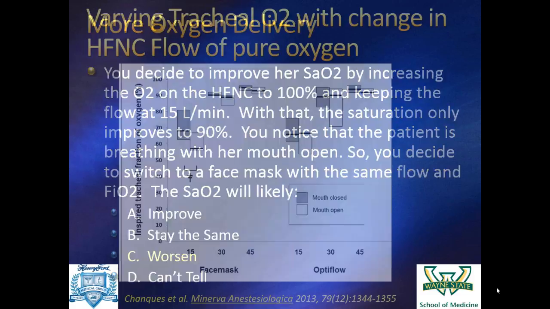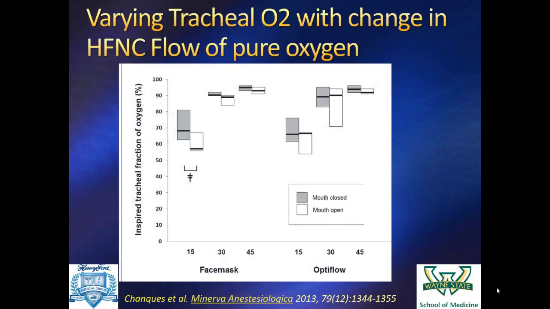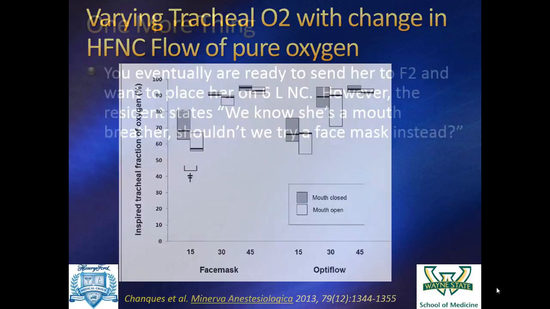So, the other part of the graph that I didn't show you is that the gray bars here is what happens when the patient's mouth is closed, and the white bars is what happens with the mouth open. So the most unexpected result I can think of, which is if you breathe with your mouth open with a face mask, you get a lower FiO2. If you breathe with your mouth open with the nasal cannula, you get the same FiO2, at least with the high flow nasal cannula, which is totally counterintuitive, but here's literature, this is data. So, in fact, if you switch that patient to a face mask, you're going to worsen their oxygenation.